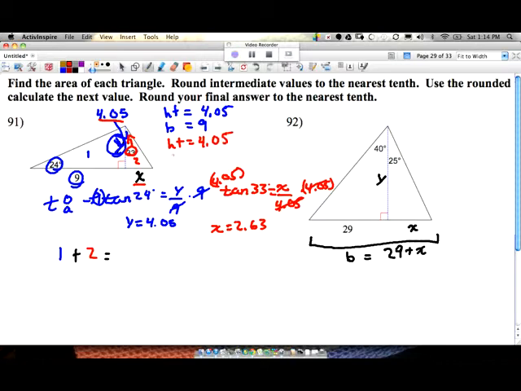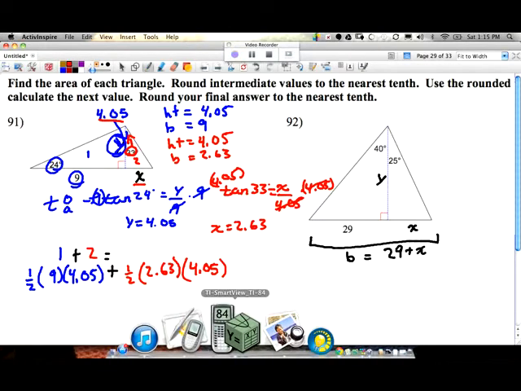So when I set up each of these calculations, I got 1/2, and then the base is 9 times 4.05. And then we're going to add on to that the red piece, which is 1/2, and then the base is this time 2.63, and then the height is 4.05 again. Okay, so let's add those two things together. We got to do calculator here. It's 9 times 4.05, and then we divide that by 2.